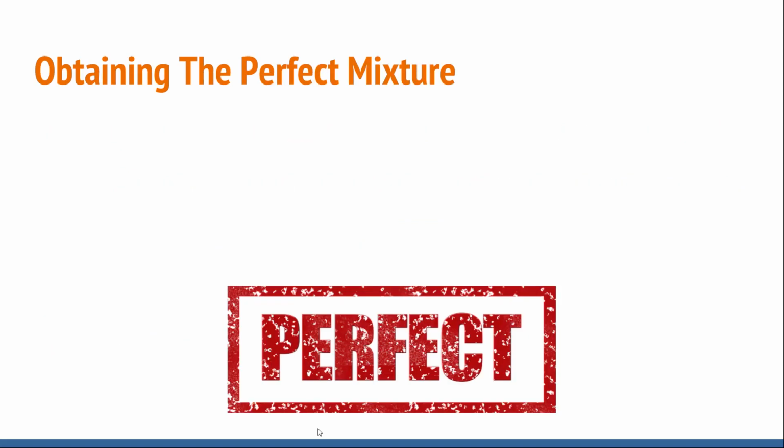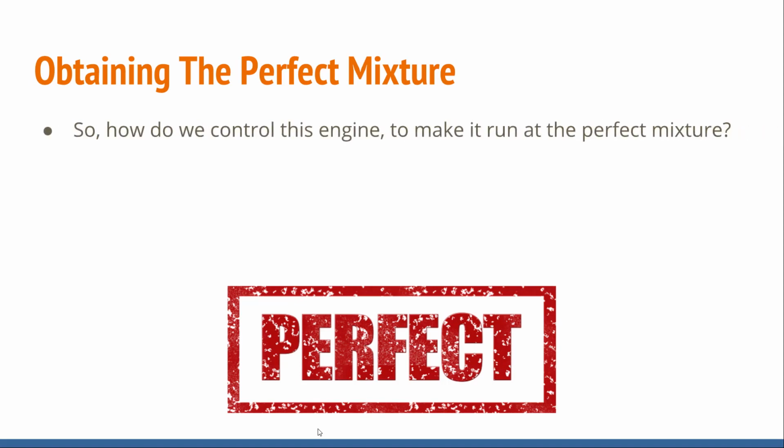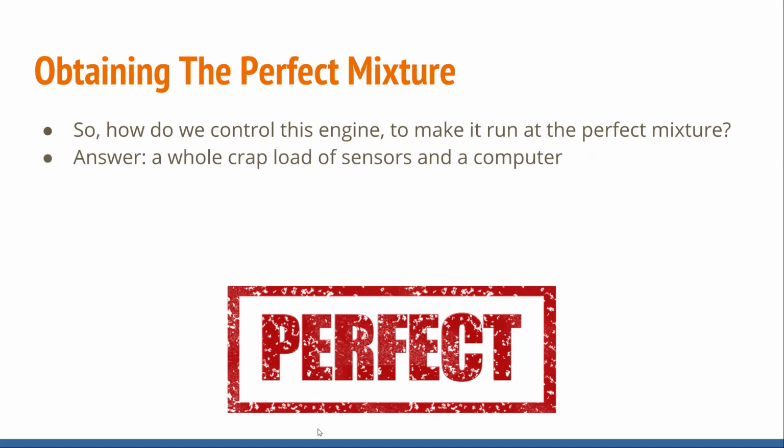Okay, so let's talk about obtaining the perfect mixture. So we have an engine. Now, how do we control this engine to make it run at the perfect mixture? So how do we do that? The answer is a whole crap load of sensors and a computer. Basically, that's what it is.